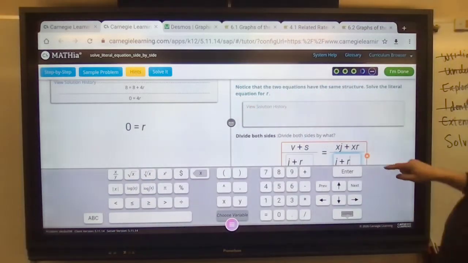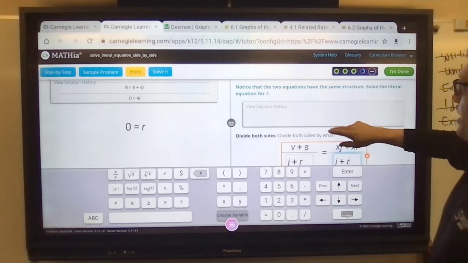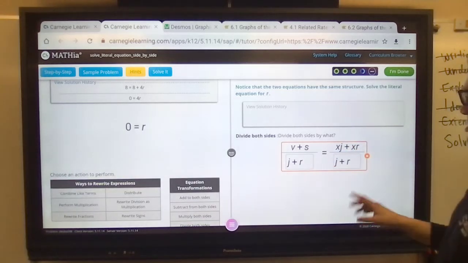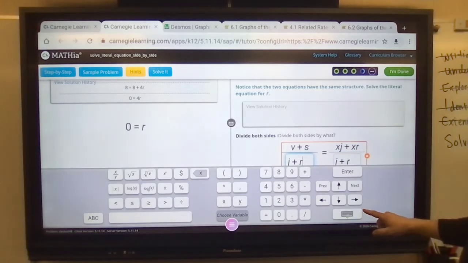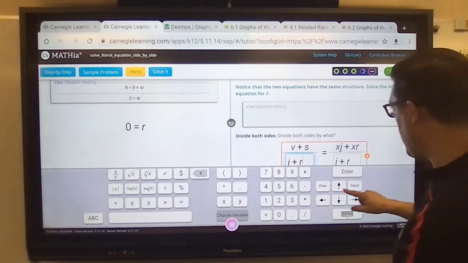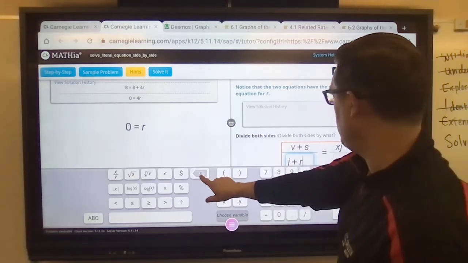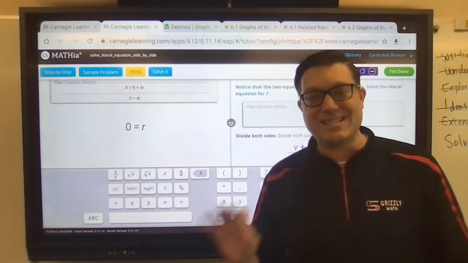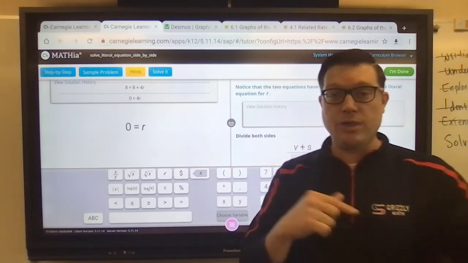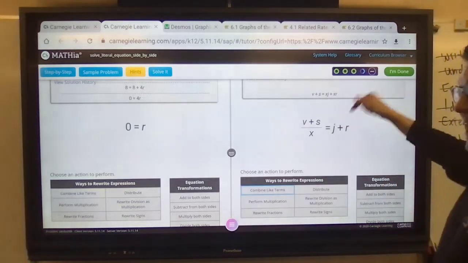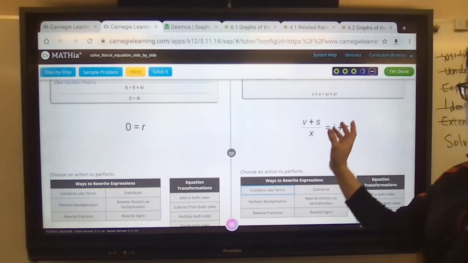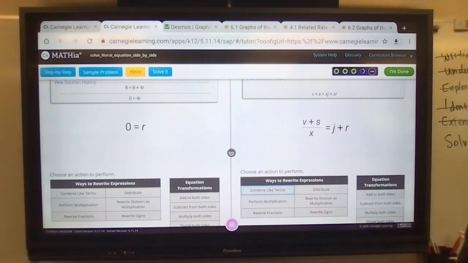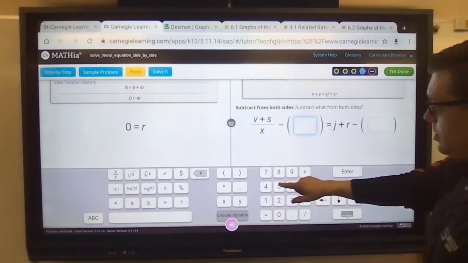Okay, so what I'm going to do instead of division is I'm going to back up and I'm going to subtract. I don't want to divide by anything. I could divide by x. So delete, delete, delete. I want to type in x. I want to lock that in. What that's going to do, that's going to isolate the x away from the r and the x away from the j. All right, so now what I'm going to do is I'm going to subtract the j from the other side. Subtract a j.